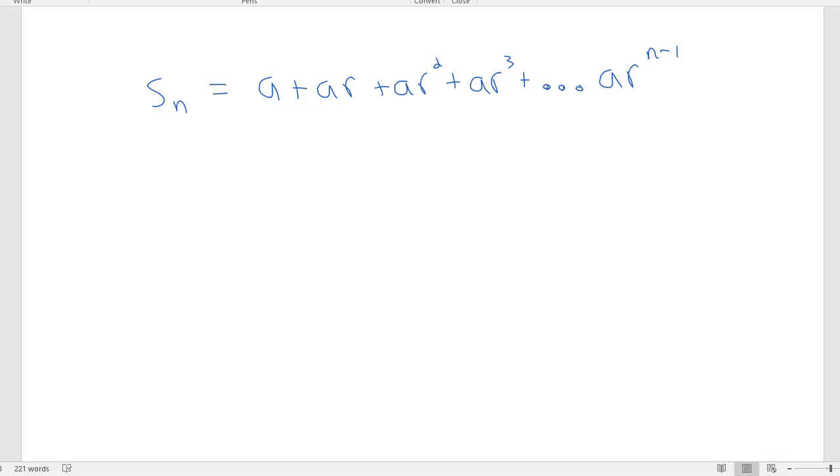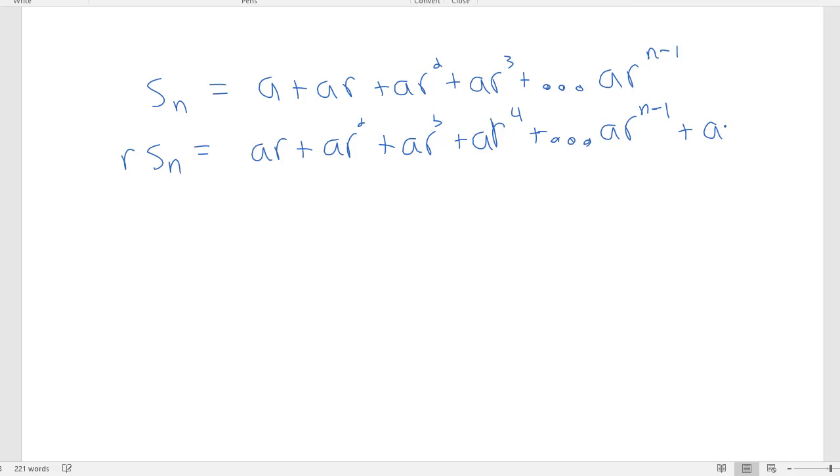To show convergence here, we're going to do something pretty unique. A lot of these tricks for summing up finite series came from Gauss. What's really unique that we can do here is take my sum of my first n terms and multiply it by r. If I distribute r into this finite sum, I'm going to have ar, and then r times the second term, ar squared, and then r times the third term, ar cubed, and then ar to the fourth, and then out to ar to the n minus 1, and then ar to the n.